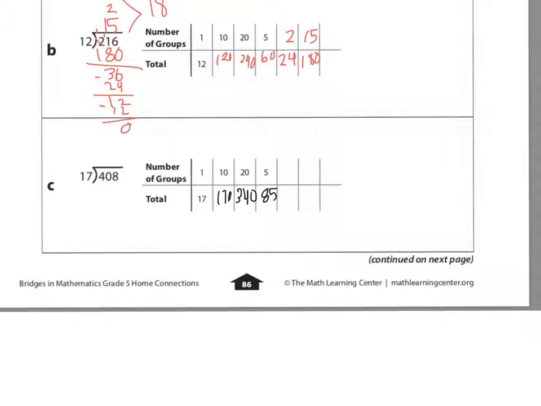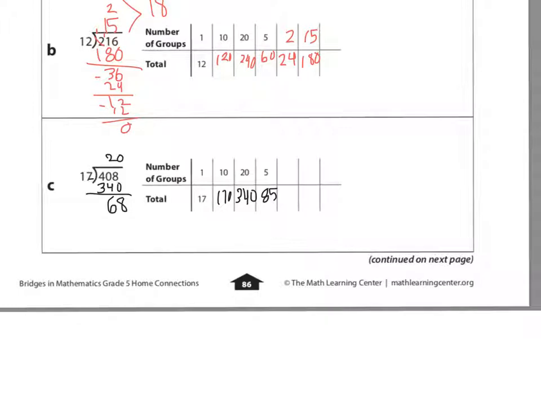And let's go to my dividend. I see 408 divided by 17. I'm going to first take away 20 groups. 20 groups is 340. And so I see 8 minus 0 is 8. And 40 take away 34 is 6.